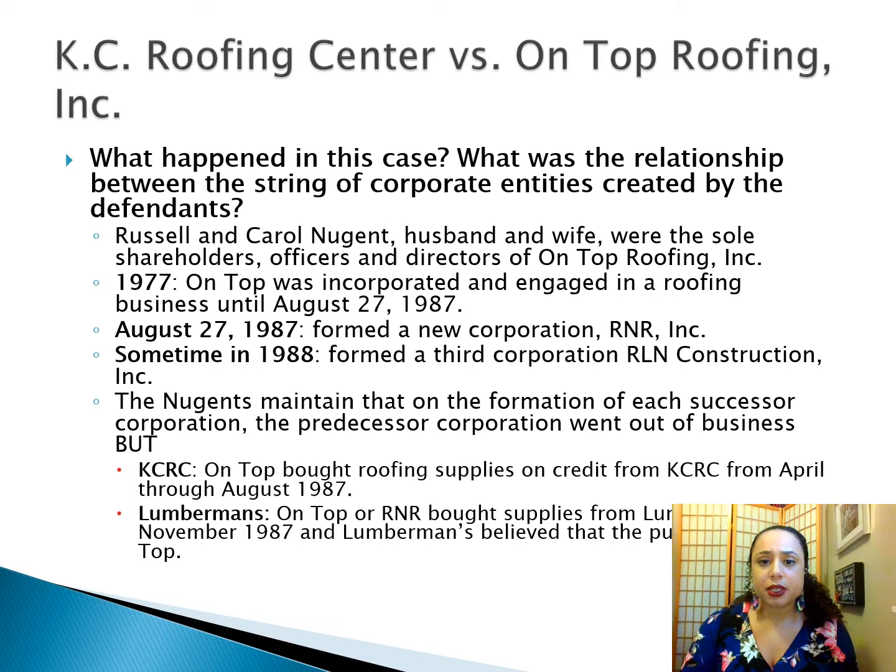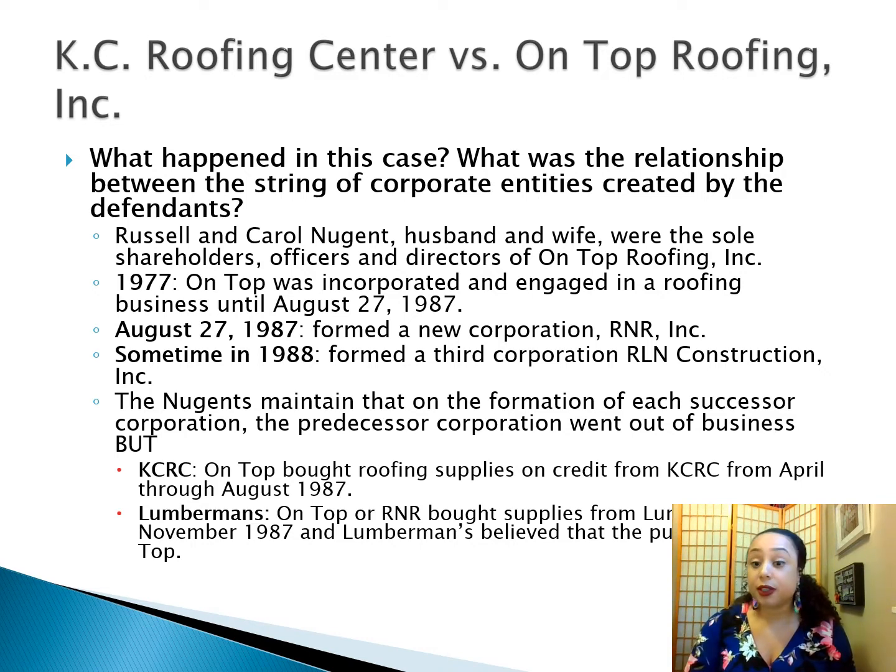This brings us to our next case: KC Roofing Center versus On Top Roofing Incorporated. So what happened in this case? What was the relationship between the string of corporate entities created by the defendants? Gosh, it would have been nice to have a timeline here. Here we only had Russell and Carol Nugent, a husband and wife team. They were the sole shareholders, officers, and directors of On Top Roofing Incorporated.